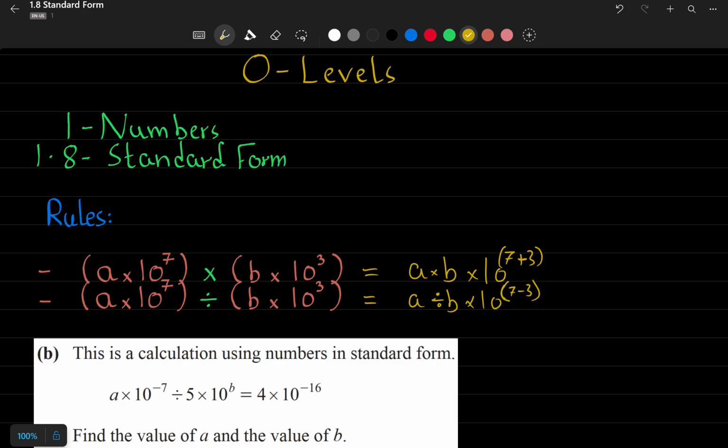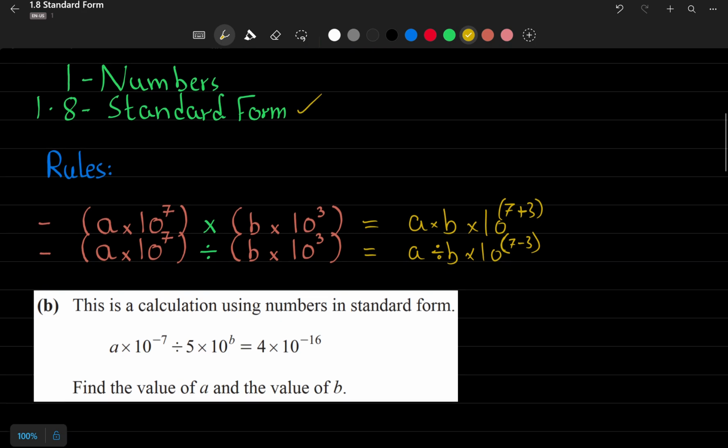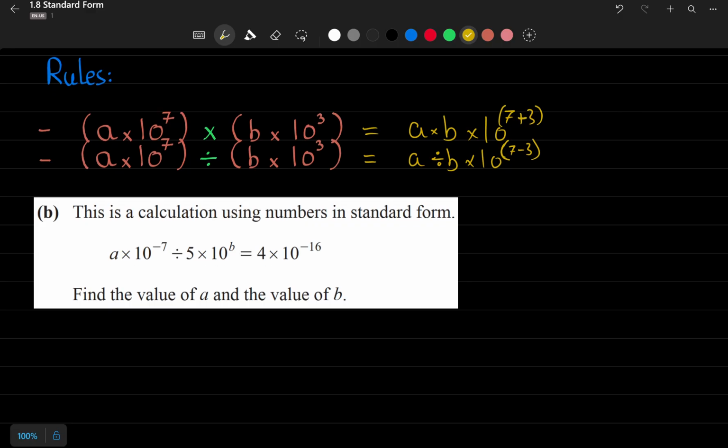The chapter number 8 is standard forms. The rules are for division and multiplication. First, if you get a number in standard form multiplied by another number in standard form, you just multiply a with b into 10 raised to power. In the case of multiplication, you just add the power. So 7 plus 3, you get equal to 10.